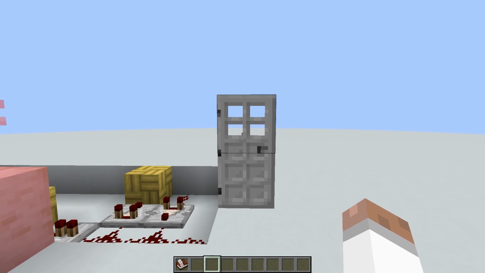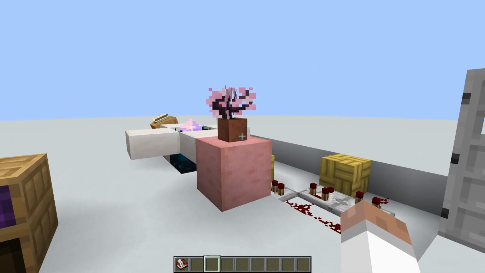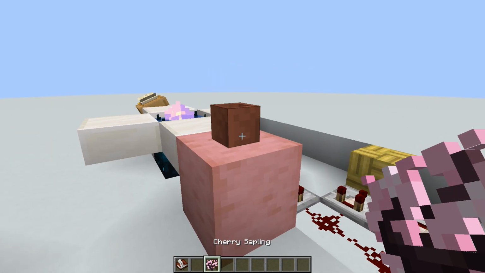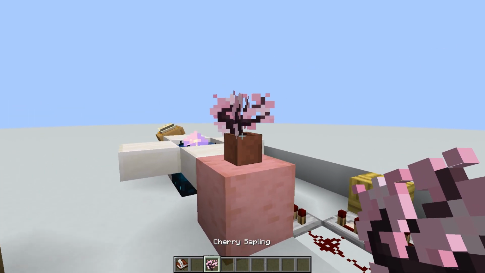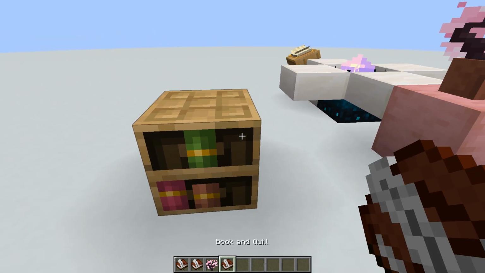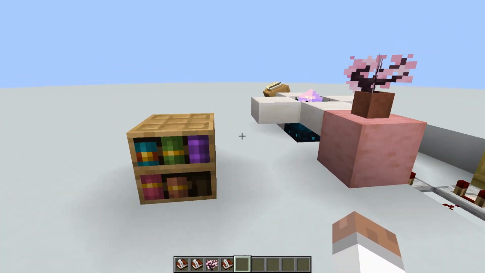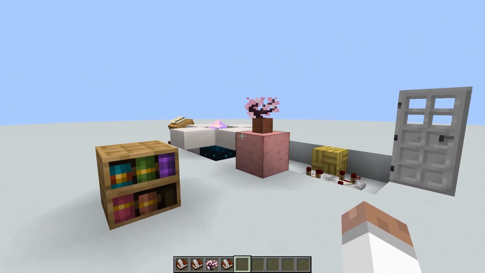Here we have an iron door, and we want to open and close it by interacting with a block. So we have a flower pot. We can interact with it by adding and removing a flower or sapling. And we have a chiseled bookshelf. We can interact with that by adding and removing a book. These are 2 examples. There are other blocks in the game that can also be interacted with.